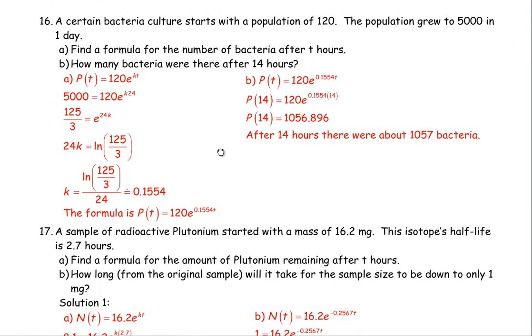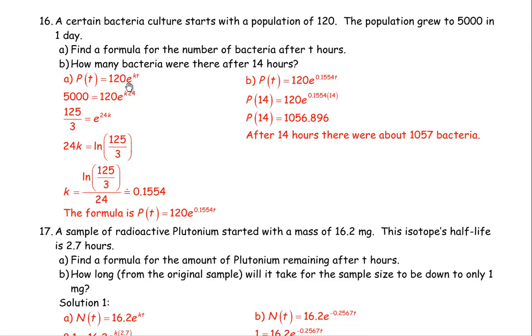On to question number 16. We are told that a certain bacteria culture starts with a population of 120, and that it grows to 5,000 in a day, or 24 hours. So we're asked to find a formula for the number of bacteria after t hours, and there's a couple of ways to do this.